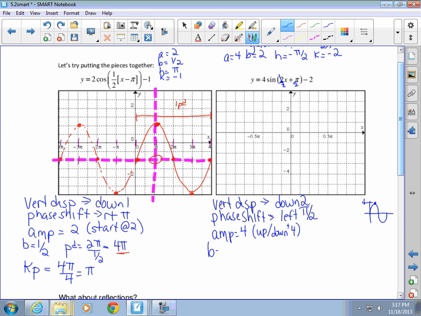So my b value was equal to 2. That means my period is equal to 2 pi over 2, so it's pi. So this whole graph will have gone up and down through 3 zeros within a pi instead of what is normally 2 pi. That also means that my key points are going to be different. My key points are whatever the period is, divided by 4. So every pi over 4 is where I'm going to have my 0, my up 4, my 0, my down 4, and then my 0 again.